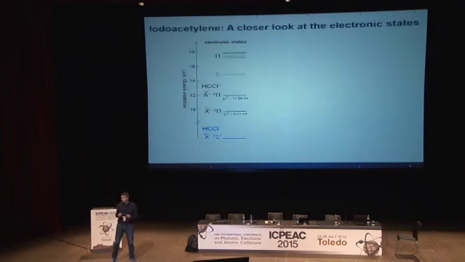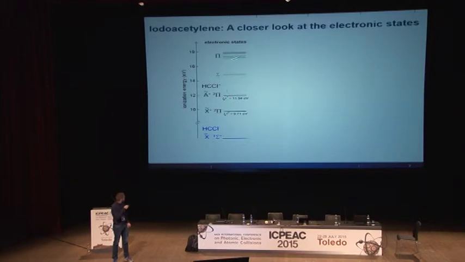What's the system we want to investigate? This is shown here. This is iodoacetylene, HCCI, the molecule. We chose it because it has some very interesting and relevant properties for us. It has two rather closely lying states in the cation, the ground state and the first excited state. They are spaced about 2 electron volts apart and both are significantly populated by strong-field ionization.